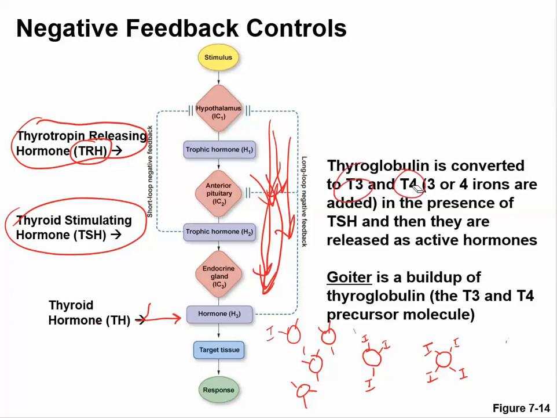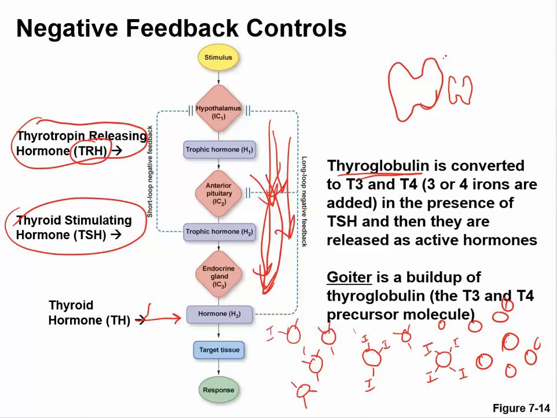So, this precursor, we call that thyroglobulin, okay? So this is thyroglobulin. I'm oversimplifying a little bit. It's actually part of a big protein complex, but this thyroglobulin is made and it's waiting for iodine to be added to it. If no iodine is there, it builds up and up and up. And what do you think happens to your thyroid gland? Your thyroid gland goes from being this big to being this big as it fills up with this precursor molecule, and we call that a goiter. Okay?